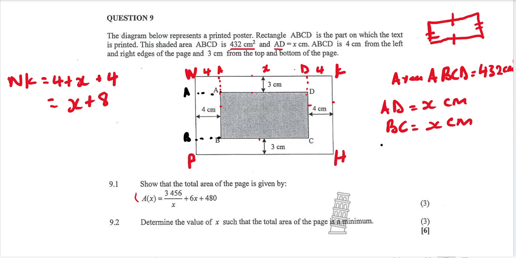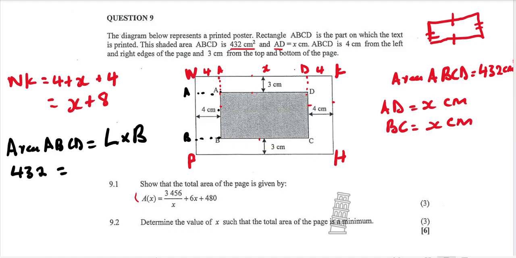we're going to come here and say, let me write here. When I say area of ABCD is equals to what? Length multiplied by breadth. And what is the area of ABCD? They gave us that the area of ABCD is 432, is equals to what is our length from A to D?